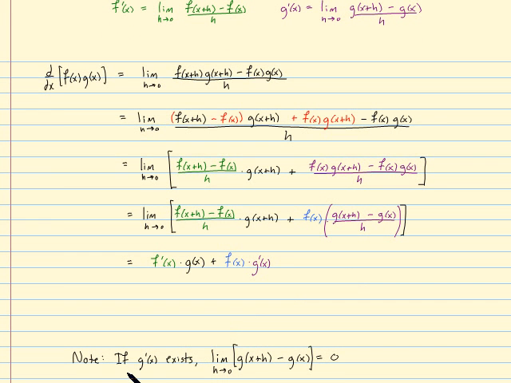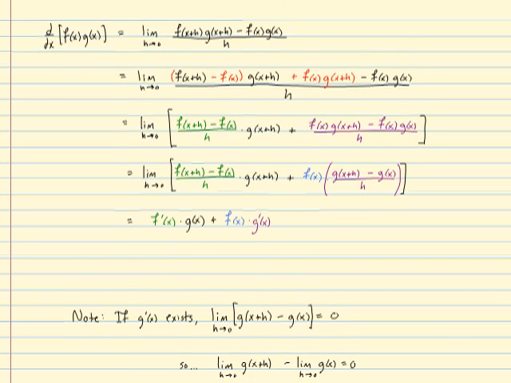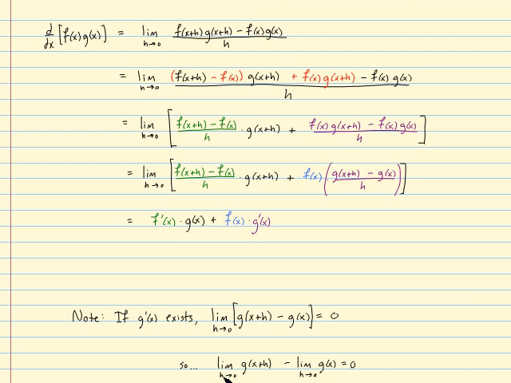So going down here, if the derivative of g does indeed exist, right, this whole limit, then the limit of the numerator, g of x plus h minus g of x, as h goes to 0, must be 0. But remember, a limit of a difference is a difference of limits. So the limit of the first term minus the limit of the second term must also be 0.